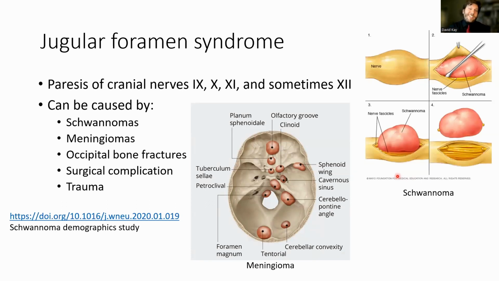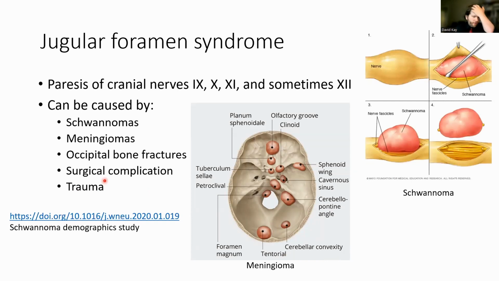This is the paresis of cranial nerves 9, 10, 11, and sometimes 12. This can be caused by schwannomas, which are tumors of Schwann cells, which are found in myelinated nerves, which basically all cranial nerves are. You can also have meningiomas, which are tumors of the meninges, which, as I mentioned earlier, since the meninges do connect to the foramina, is a prime breeding ground for a very quick foramen effect if there is a meningioma growing by a foramen. Additionally, you can have occipital bone fractures, surgical complications, typically from a vascular approach within the internal jugular vein, and just good old-fashioned trauma.